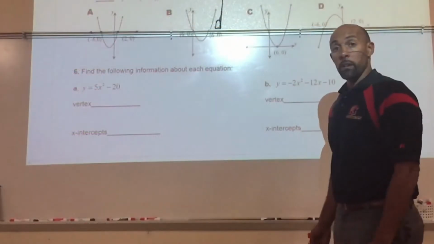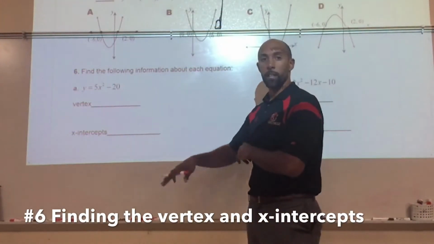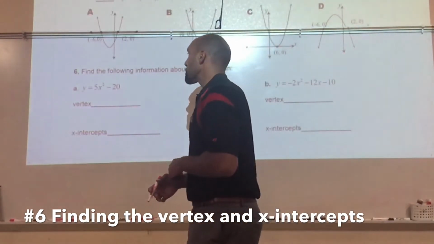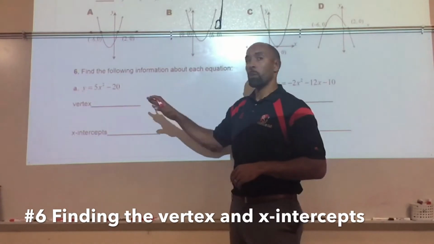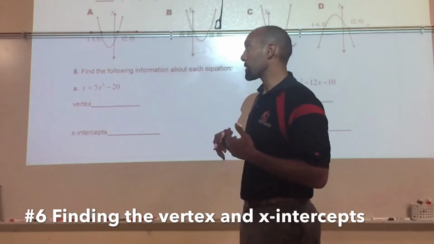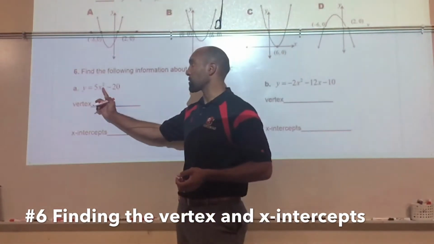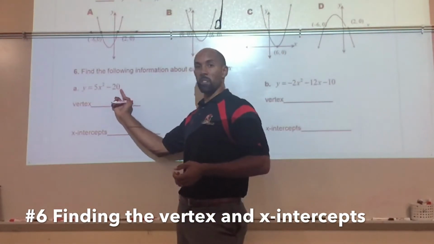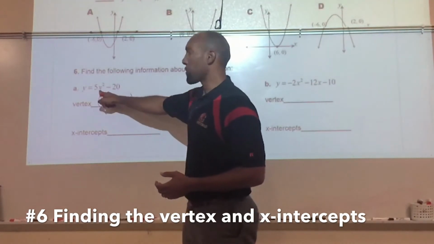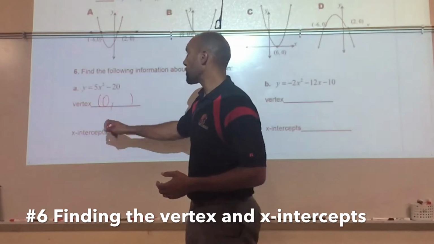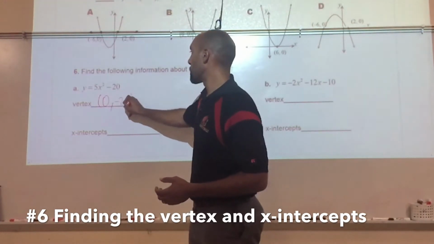Okay, number 6, we want to find the following information: the vertex and the x-intercepts. So first, we have 5x squared minus 20. Well, that is vertex form. We just don't have the parentheses here because we have x squared, and this number doesn't have x. So then, remember, with no parentheses, the first number is 0, and then the second number tells us the y coordinate.